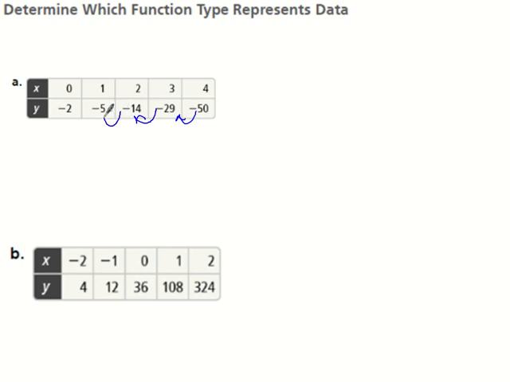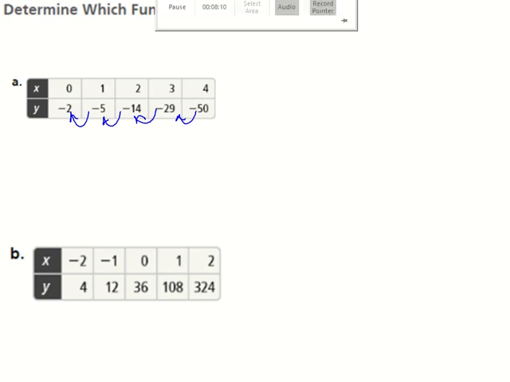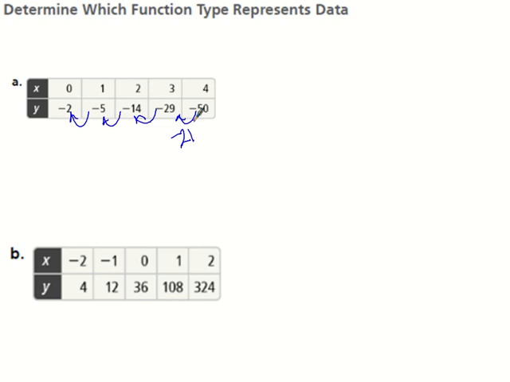As I was saying, I like to subtract this way so that I know that I'm subtracting. But it doesn't really matter. The difference is going to be the same. It's either constant or it isn't, right? So negative 50 minus negative 29 is negative 21. Then negative 29 minus negative 14 I get negative 15. Negative 14 minus negative 5 is negative 9. And negative 5 minus negative 2 would get me negative 3.